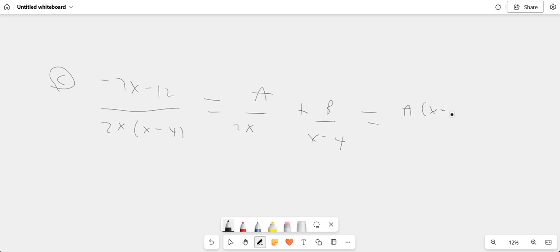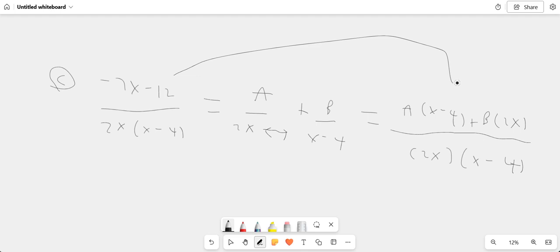So times that up there, so that's going to be a open bracket x minus 4, and then plus b open bracket 2x, or you can just write 2b, just put open bracket in it, keep it consistent. And then times these two together, so that's 2x and x minus 4, and then make that equal to that.